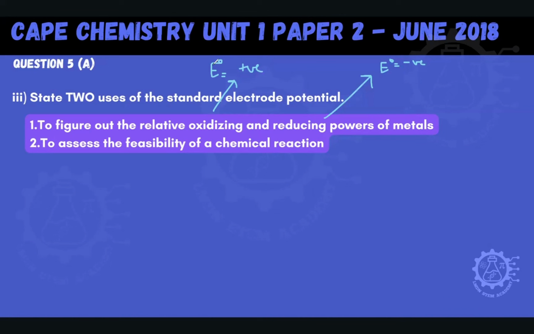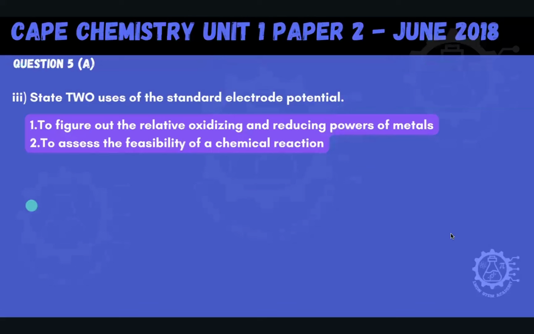Remember, oxidizing agents want to get reduced, and so they have a more positive standard electrode potential. And the reducing agents want to be oxidized, and so they have a more negative standard electrode potential. So keep that in mind. But the long and short of it is that we can use standard electrode potential to figure out the relative oxidizing and reducing powers of metals. And then also, very importantly, we can use the standard electrode potential values of half cells to assess the feasibility of a chemical reaction. So I can use whatever I have for one and the other, and when I add those together, I can determine if it's feasible for those two things to come together. Feasible just means, is it possible that they can react together? Okay? And so those are two ways that we can use the standard electrode potential.